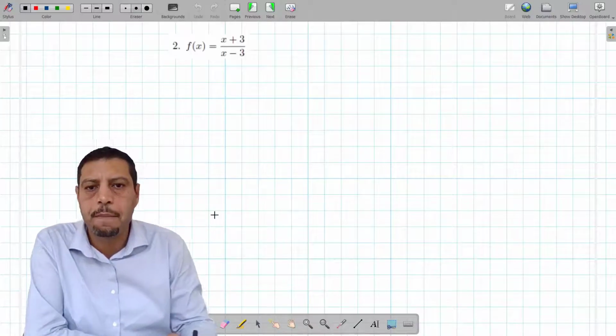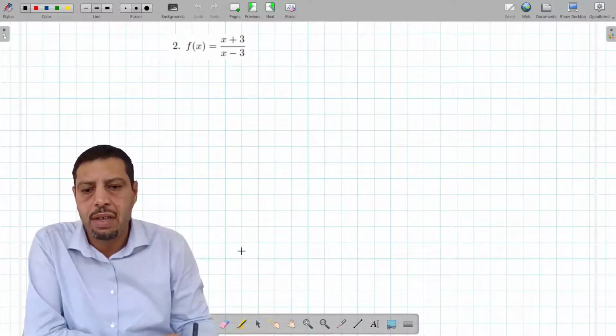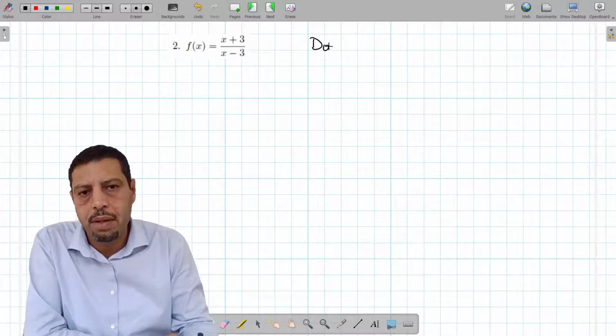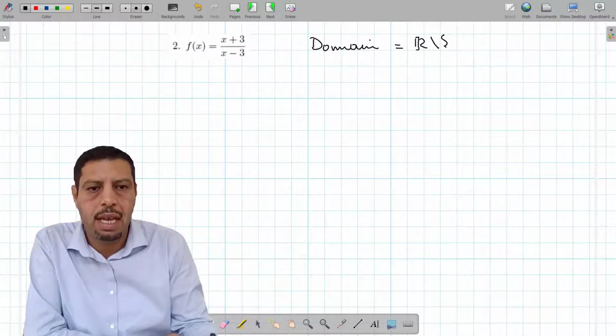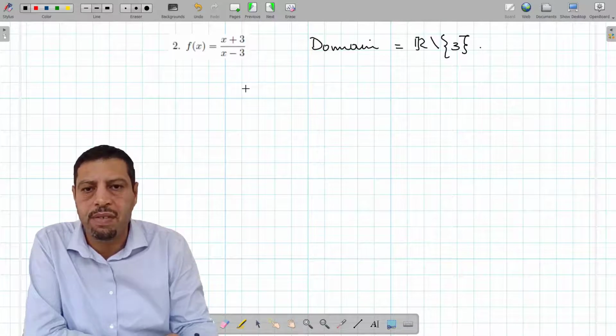Let's move to the second one, which is a rational function. So first of all, the domain. The domain here is R except the point x equals 3, since this point makes the denominator equal 0, so it's forbidden.